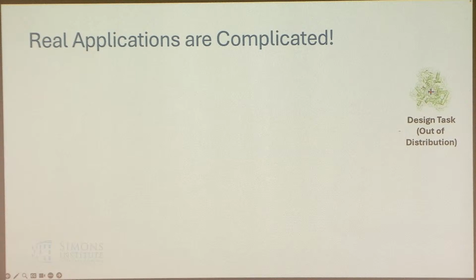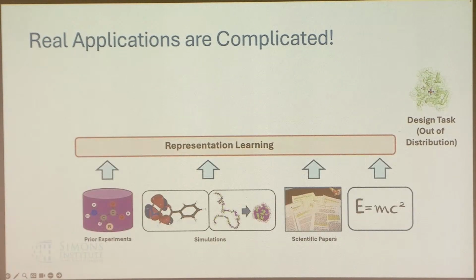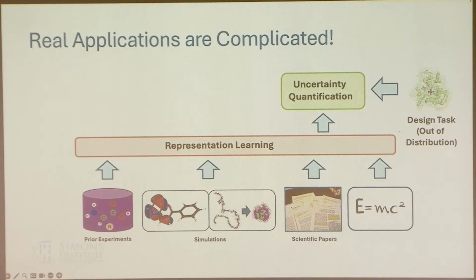So a lot of this talk will be motivated by ongoing collaborations in protein engineering. And so here you have a design task. We want to design a protein to achieve a certain function. The design task is out of distribution in the sense that it's not in the training distribution. And what you might consider doing these days is do some form of representation learning, possibly multimodal, based on prior experiments, simulation data, mining research papers, putting in symbolic domain knowledge, such as those derived from physics. And you take these two, you do some sort of uncertainty quantification, because we don't actually know how to design a protein to solve this task.